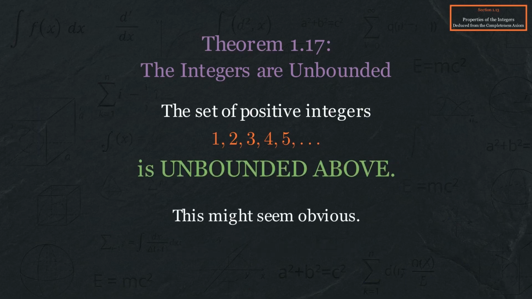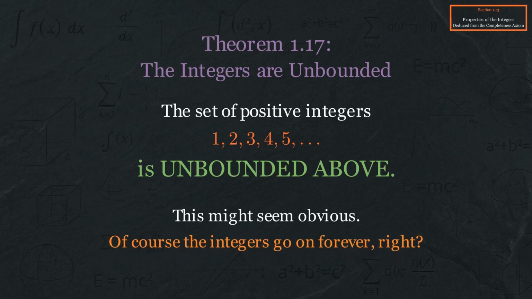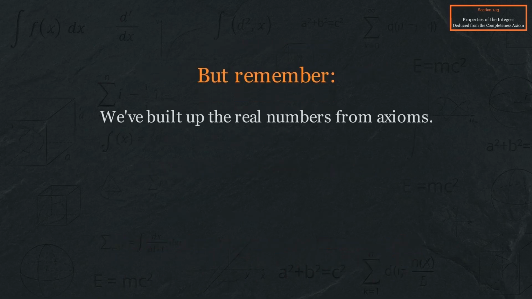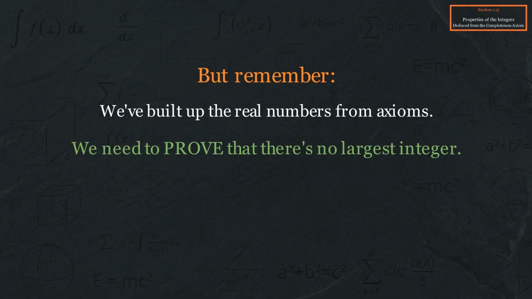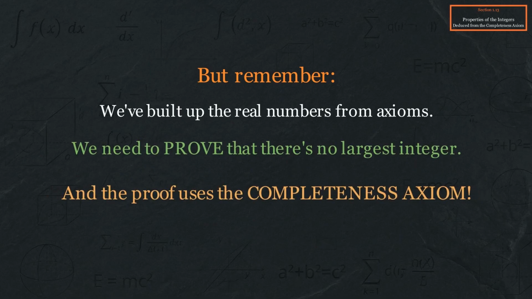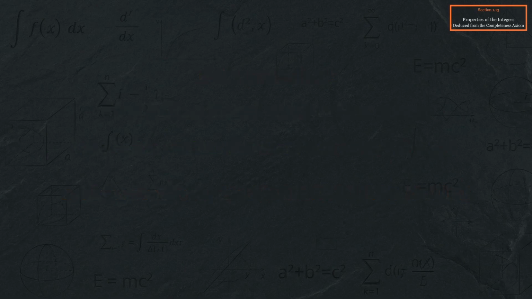This might seem obvious. Of course the integers go on forever, right? But remember, we've built up the real numbers from axioms. We need to prove that there's no largest integer. And the proof uses the completeness axiom. We prove this by contradiction.